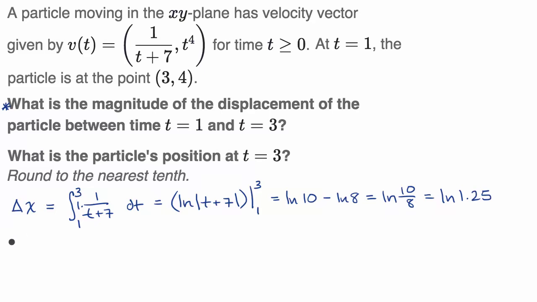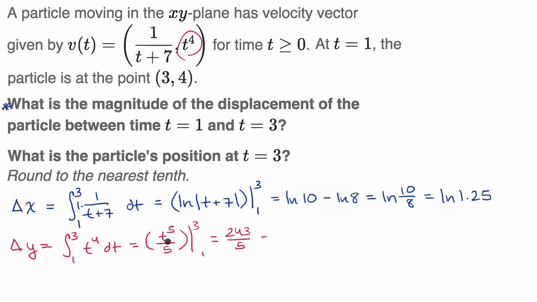And then let's figure out our change in y. Our change in y, once again, we're going to take the integral from 1 to 3. That's the time over which we're thinking about the change. And then what is the y component of our velocity? Well, it's t to the fourth dt. Well, this is going to be, take the reverse power rule, t to the fifth over 5, at 3 and 1. So this is 3 to the 5th over 5, which is 243 over 5, minus 1 to the 5th over 5, minus 1/5. So this is equal to 242 over 5, which is what, 48.4?